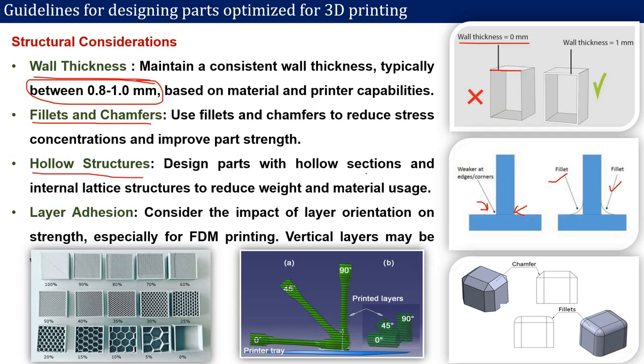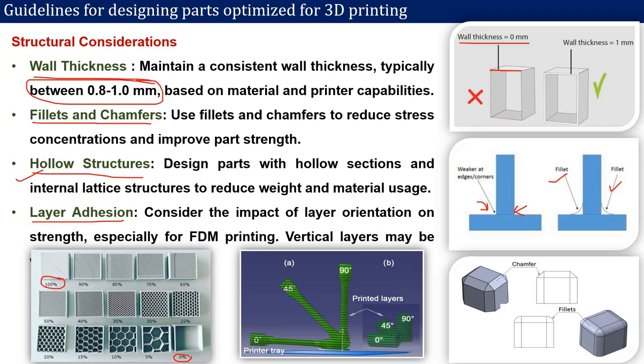Hollow structure: design parts with hollow sections and internal lattice structure to reduce weight and material use. When you are printing something, we can fill the material from 0% to 100%. 0% means it is completely empty, and 100% means it is filled with all the material. So that point you have to consider during the printing of the 3D model.